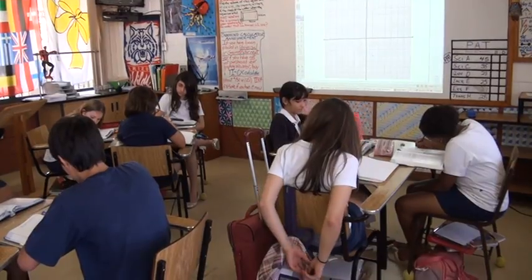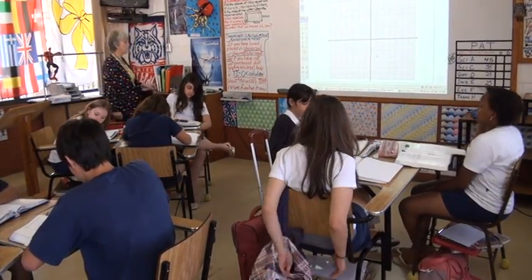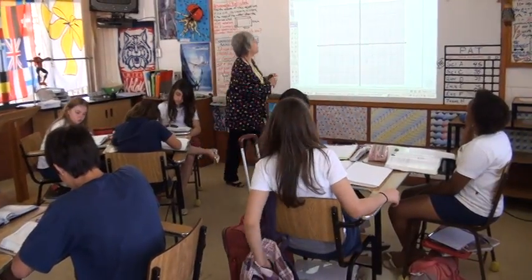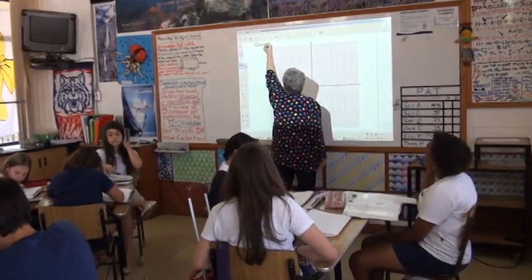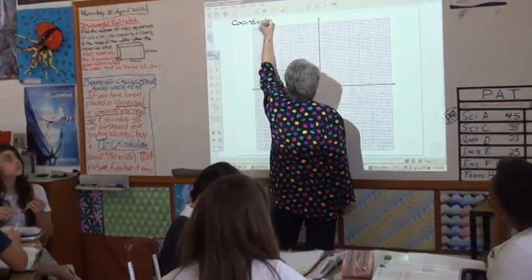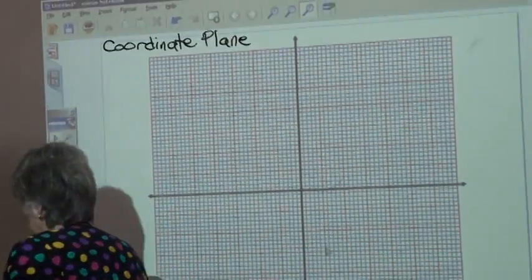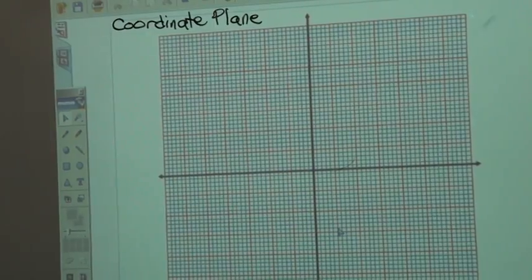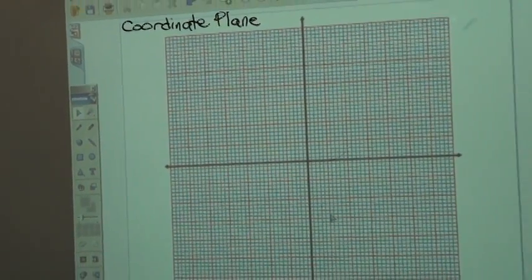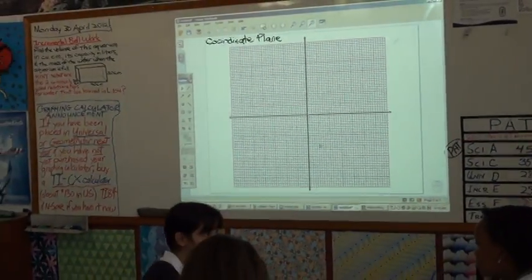And then the coordinate plane. So I'm going to go ahead and write on this screen: coordinate plane. So we're going to be doing some geometry today. Now, I'm going to hand out your own coordinate plane.